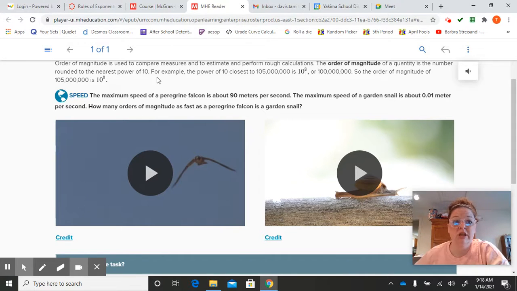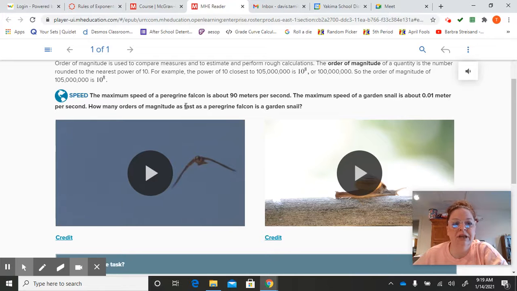For example, the power of 10 closest to 105 million is 10 to the 8th, or 1 followed by 8 zeros. So the order of magnitude of 105 million is 10 to the 8th power.